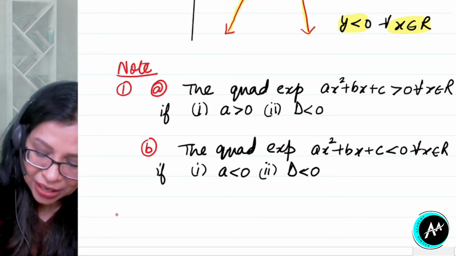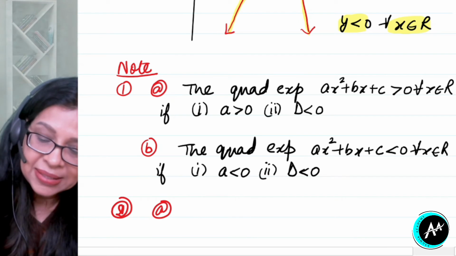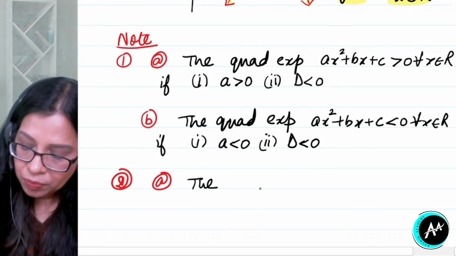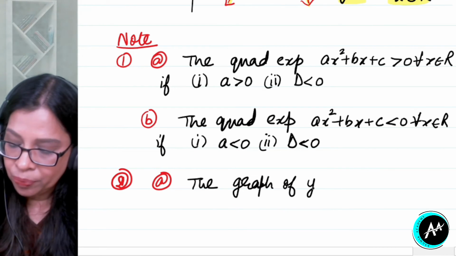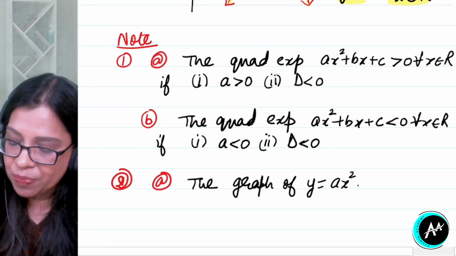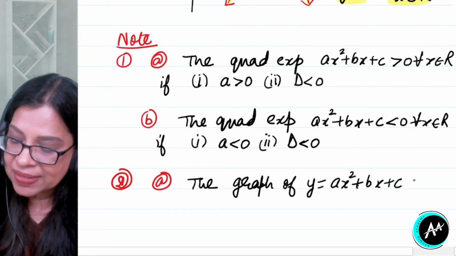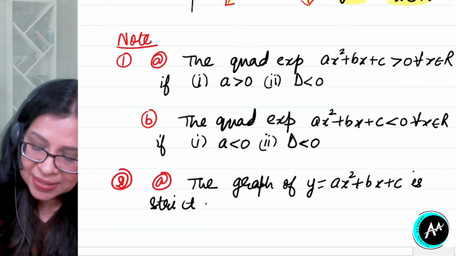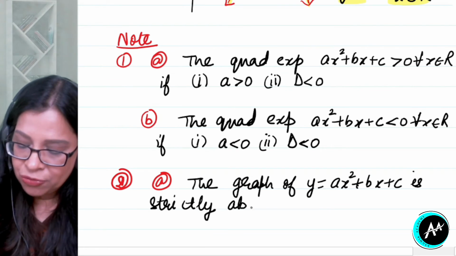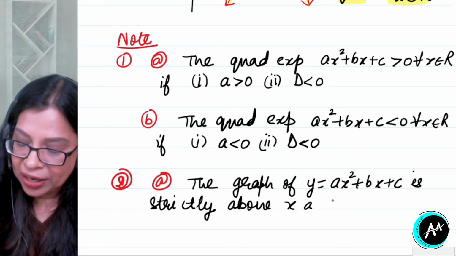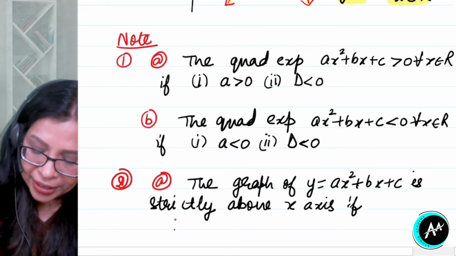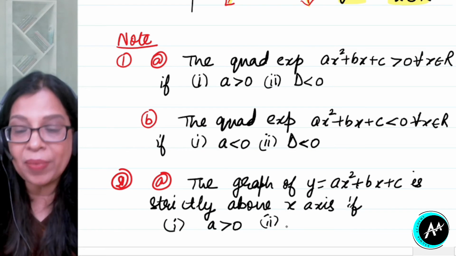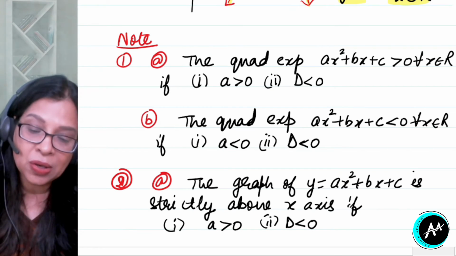Let me write it as second result. उसका a part देखो. a part में आप ये लिख सकते हो कि the graph of y is equal to ax square plus bx plus c is strictly above x-axis. The graph is strictly above x-axis when, if again two conditions, a is positive and secondly discriminant will be negative. So what are we saying?